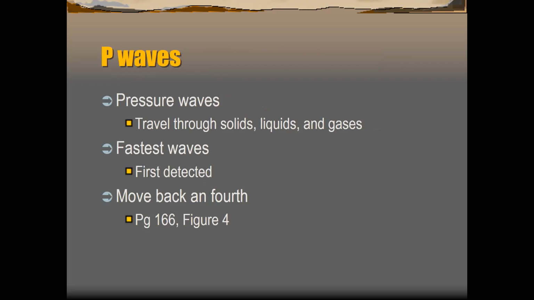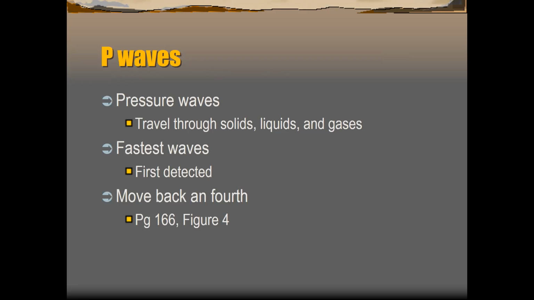So first we're going to talk about the P wave. P stands for pressure. All right, these are pressure waves. They travel through all three states: solids, liquids, and gases. And P waves are actually the fastest moving waves. So as an earthquake occurs, that movement occurs, and it's going to release three different kinds of waves. P waves travel out fastest, so they're going to reach areas around the earthquake sooner.